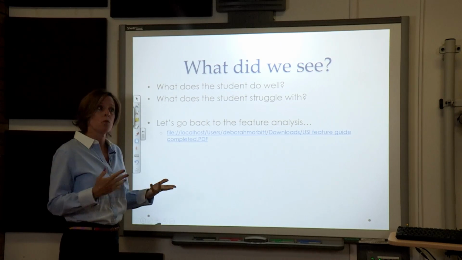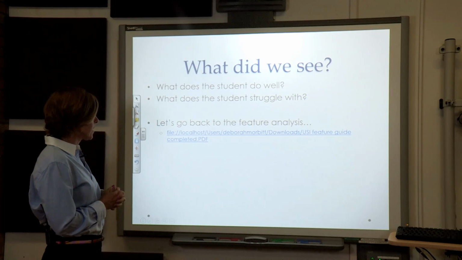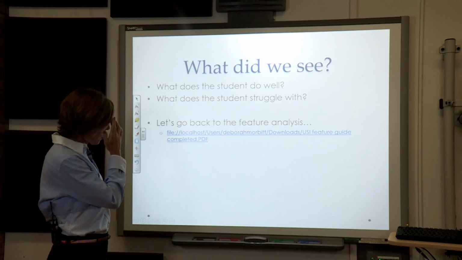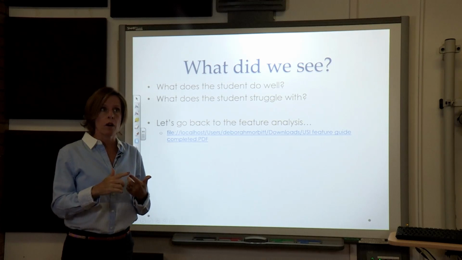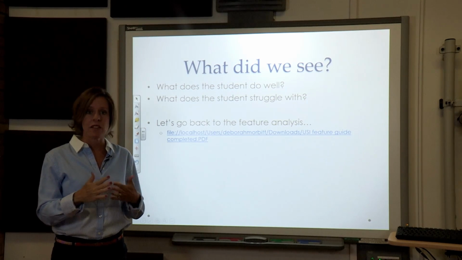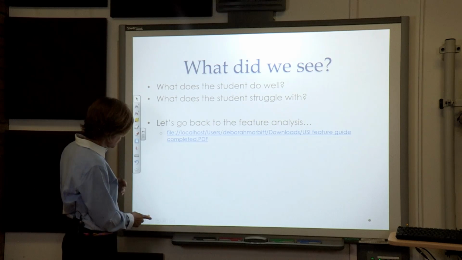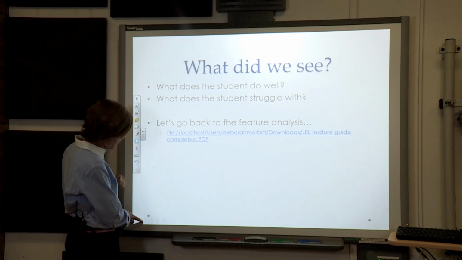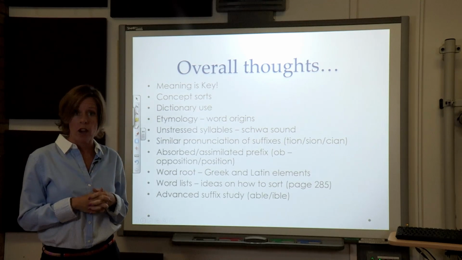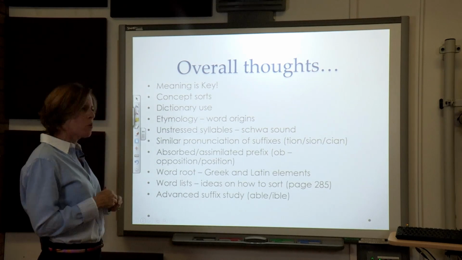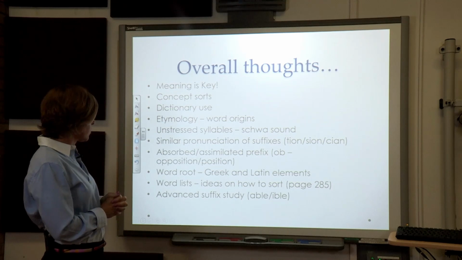So what did we see? We talked about a little bit of the feature analysis. And if we go back to that feature guide, what we did was we circled both the affixes and the Greek and Latin roots. Those were our 2 key areas that we saw with her feature analysis. So, what are our overall thoughts? Just looking at it in general before we say, what are we going to do with this student?